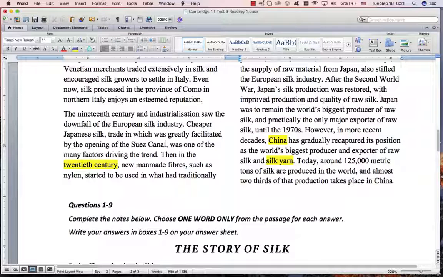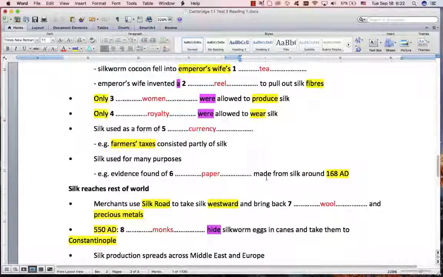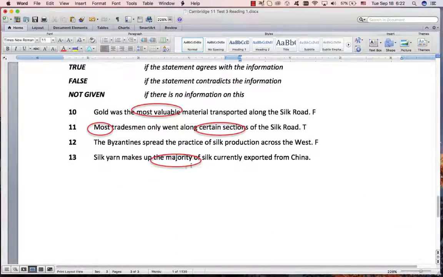We don't know. Just to repeat, they're talking about general silk there, and general silk can be raw silk and silk yarn. And the question is saying that of the general silk, more than 50% is silk yarn. But we don't know that. We don't know what percentage silk yarn, what percentage raw silk. So not given.